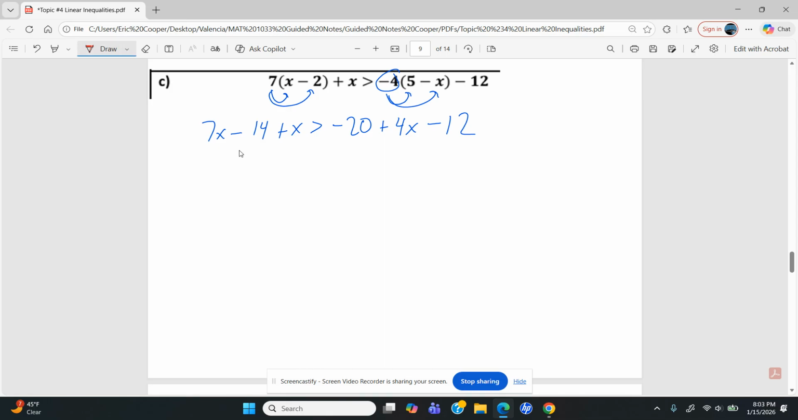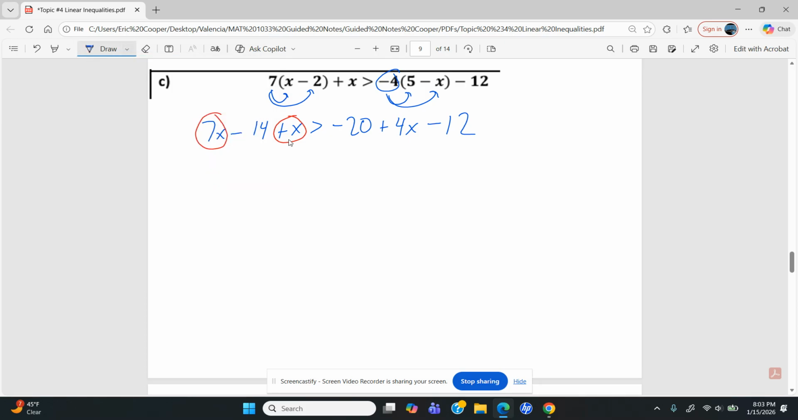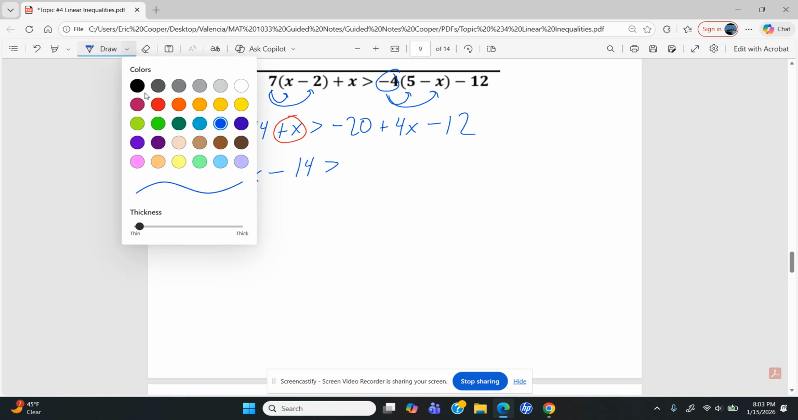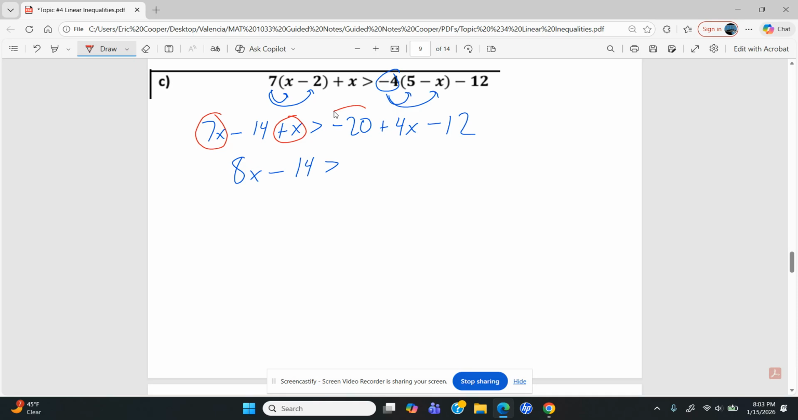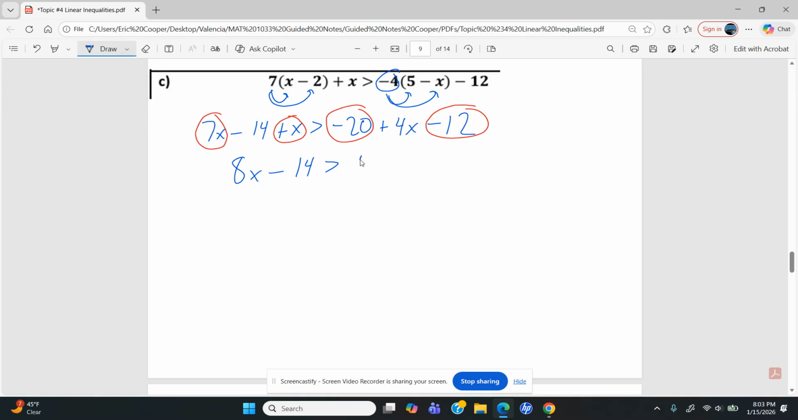On the left side, we can combine 7x and x. They are like terms, so we'll go ahead and combine those. 7x plus x is 8x. The negative 14 will drop down with it. On the right side, we can combine negative 20 and negative 12. The 4x has nothing to combine with, so we'll drop the 4x down. Negative 20 minus 12 gives me negative 32.